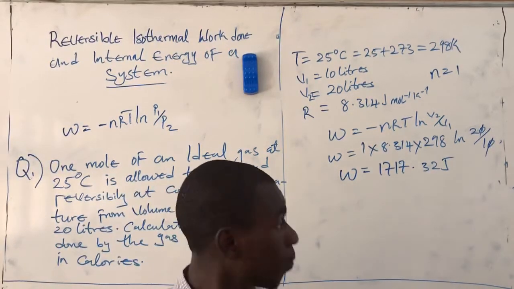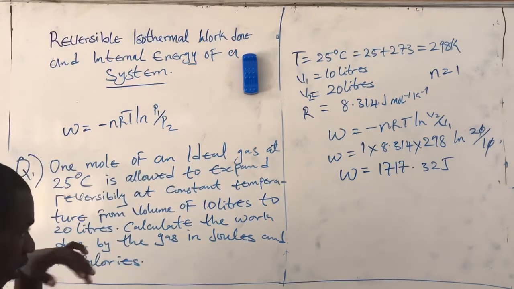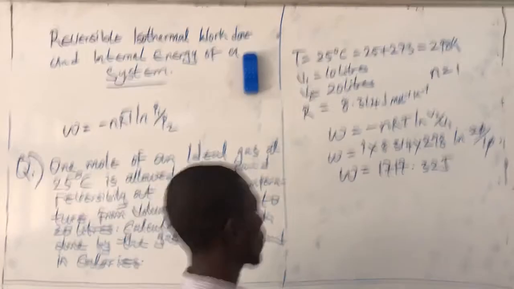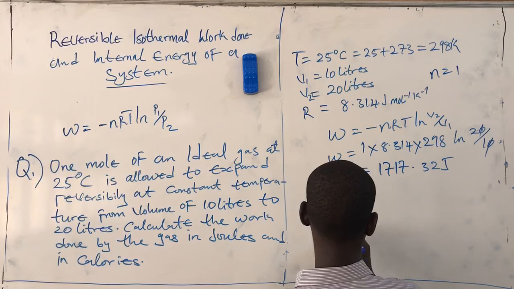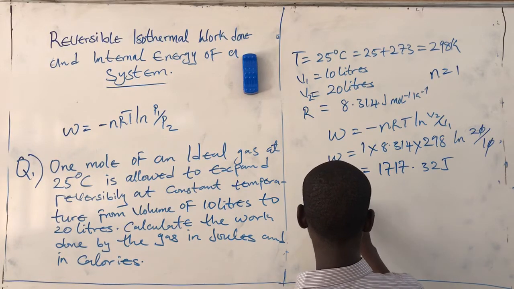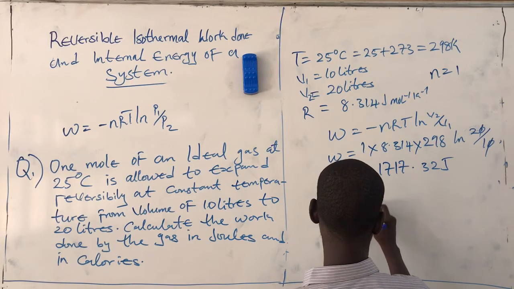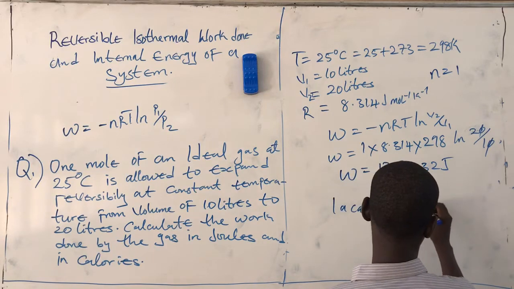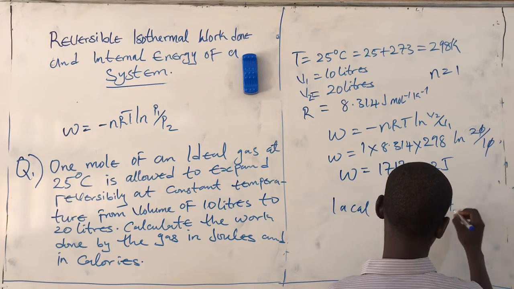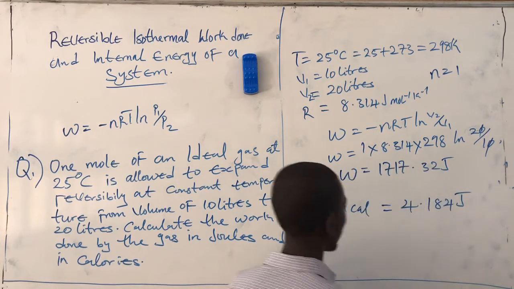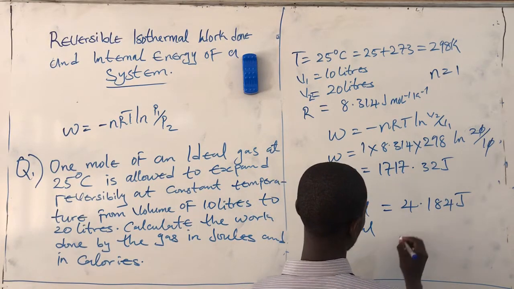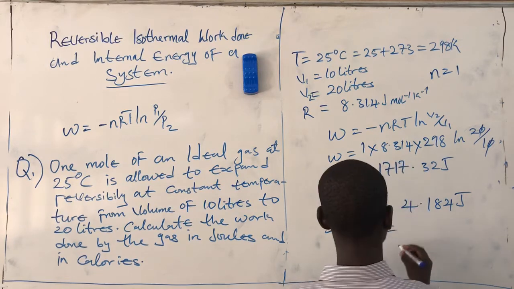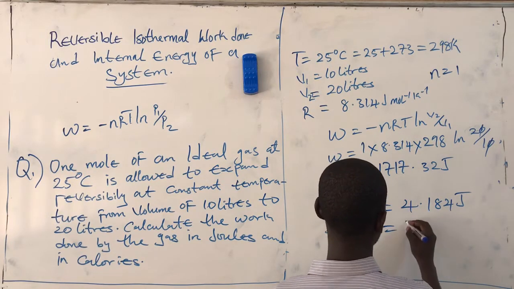Then from here, we are asked to calculate our answer in joules and in calories. We know that 1 calorie is equal to 4.184 joules. Then, x calories will be equal to 1717.32.